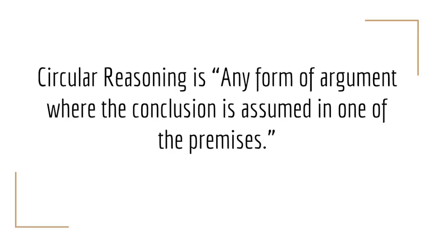Circular reasoning is our second one. That's any form of argument where the conclusion is assumed in one of the premises, right? It's kind of chicken and the egg, or begging the question. You're just spinning your wheels, going around and around. And we'll look at a couple other examples of this in the near future that I think will help clarify.